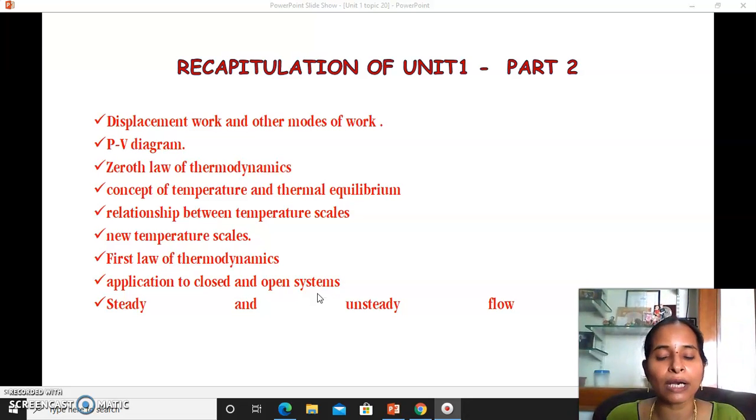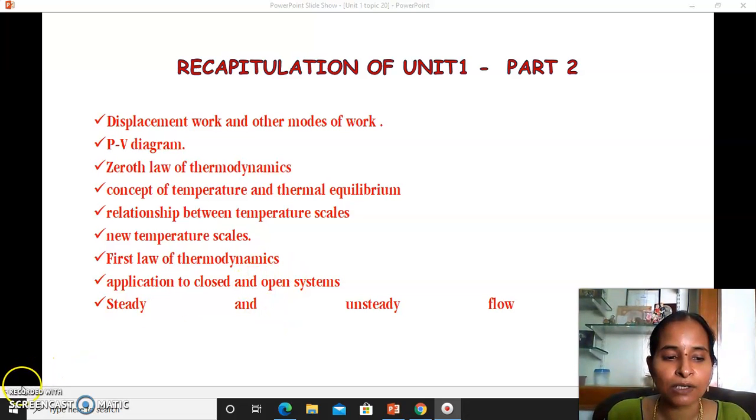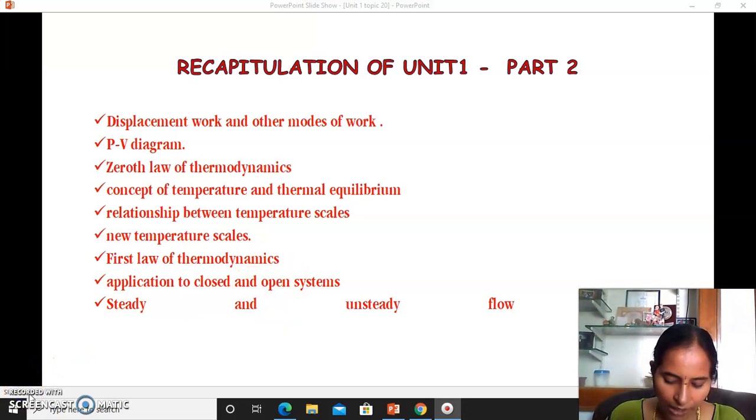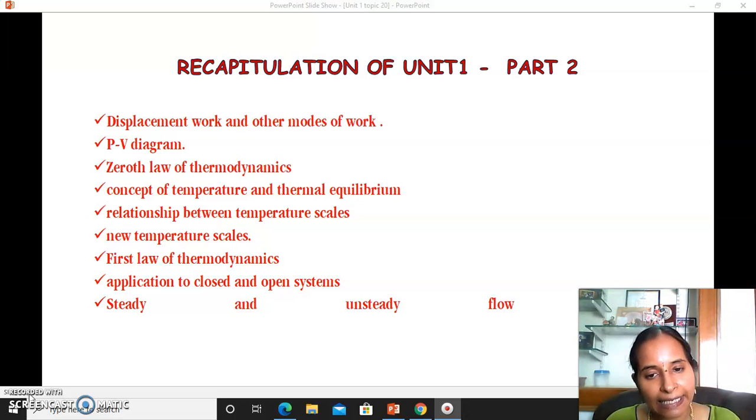Let me continue in this video regarding the first law of thermodynamics and its application. Energy can neither be created nor destroyed, but only converted from one form to another. This is the law of conservation of energy which you have studied from your schooling, in the form of the first law of thermodynamics, which is applicable for a cyclic process.